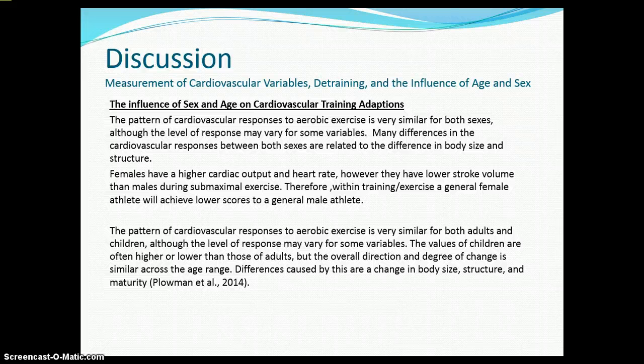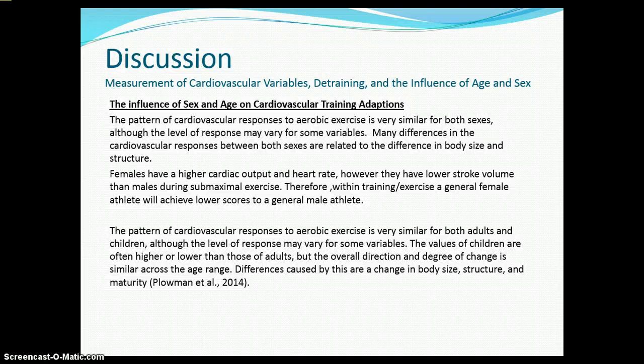Females have a higher cardiac output and heart rate. However, they have lower stroke volume than the males during submaximal exercise. Therefore, within training and exercise, a general female athlete will achieve lower scores than a general male athlete.